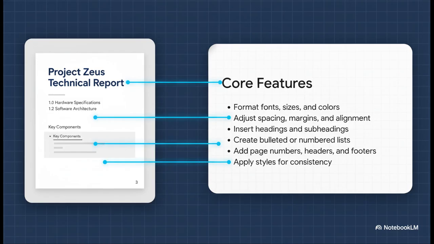And this is exactly how you get that polished, professional look. You have total control over all the little details: the fonts, the colors, the spacing. But it's also about structure. Using things like headings, bullet points, and page numbers helps turn what could be a giant wall of text into a clean, organized, and super readable document.